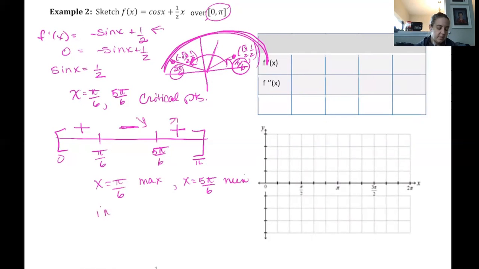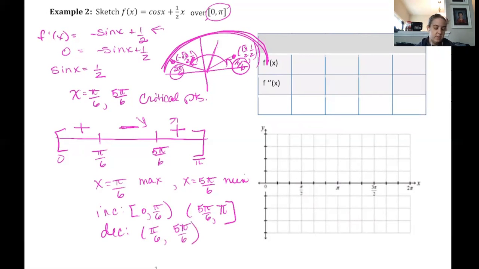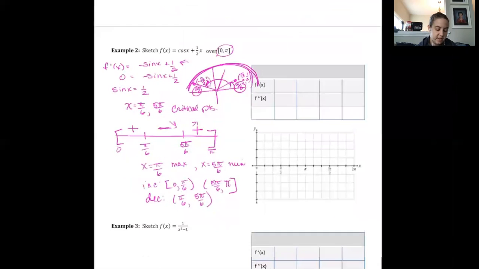And I'd also list I'm increasing between 0 and pi over 6, and also between 5 pi over 6 and pi. I'm using brackets on the 0 and the pi and parentheses on the other values. I am decreasing between pi over 6 and 5 pi over 6. Okay, that's everything with the first derivative, and I didn't leave myself enough space.